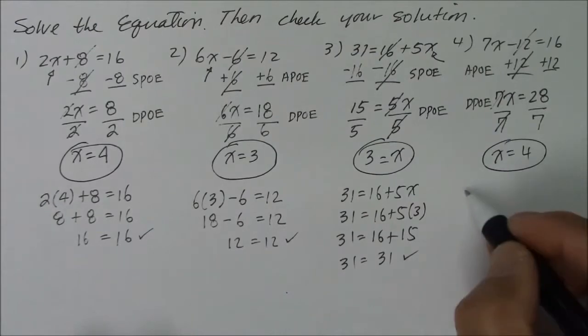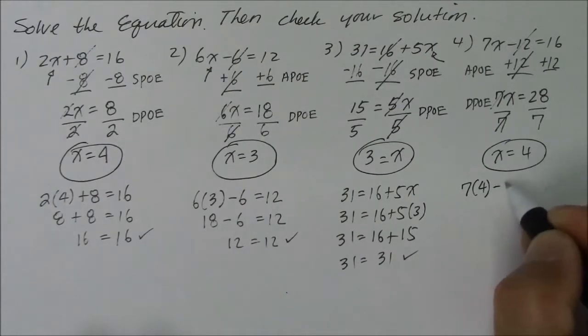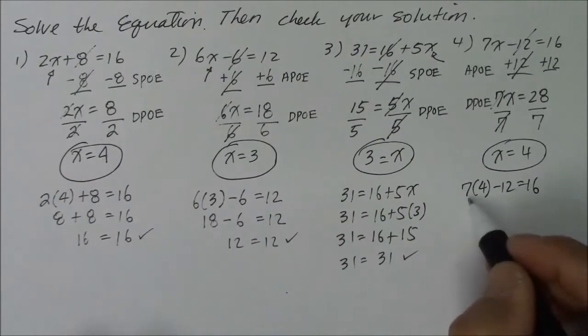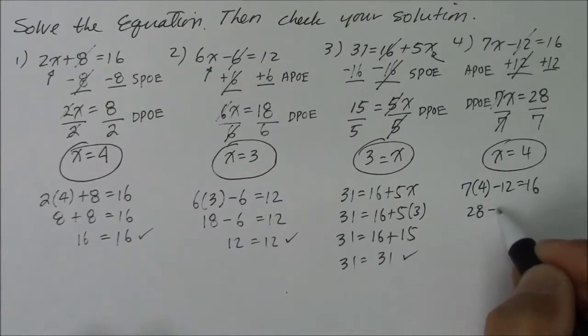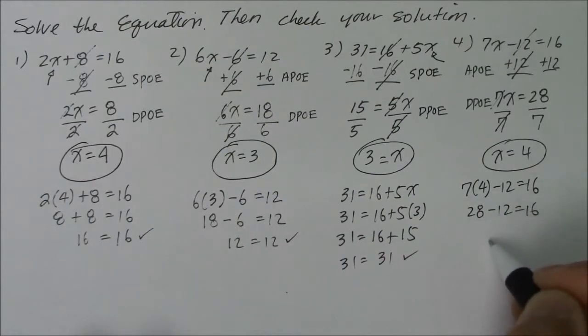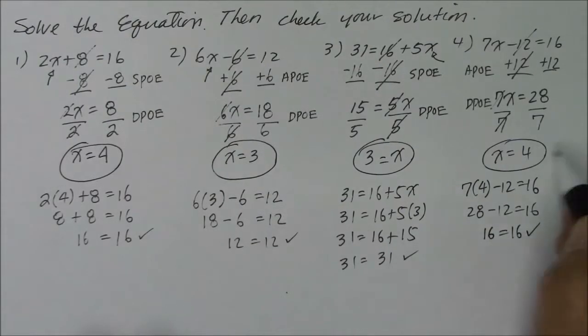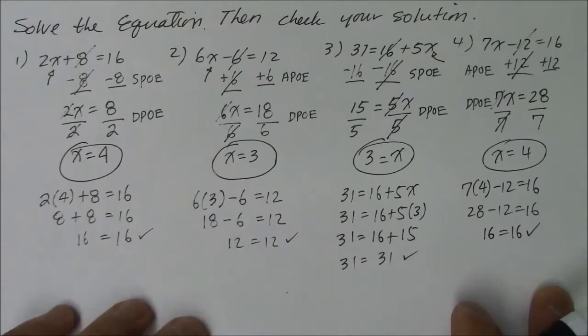To check it quickly, 7 times 4 minus 12 is 16. Is that right? 7 times 4 is 28. And 28 minus 12 is 16. 16 equals 16 on the right. That's the good answer. And that's how we do it here.